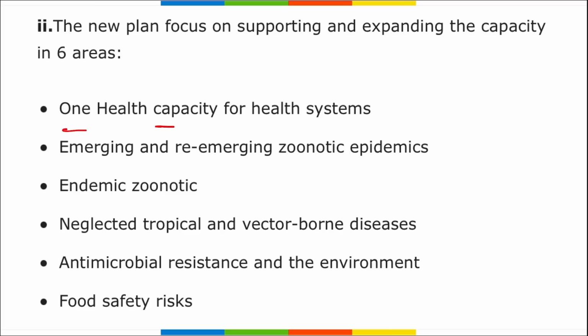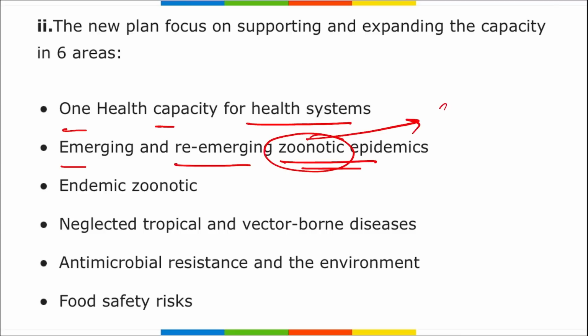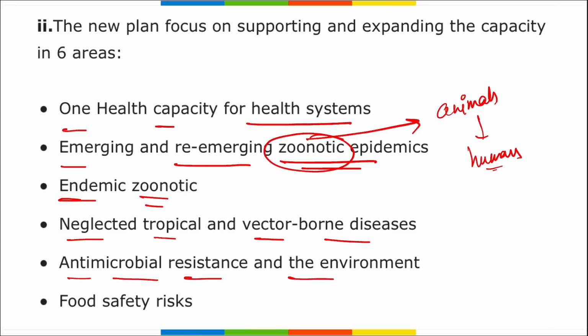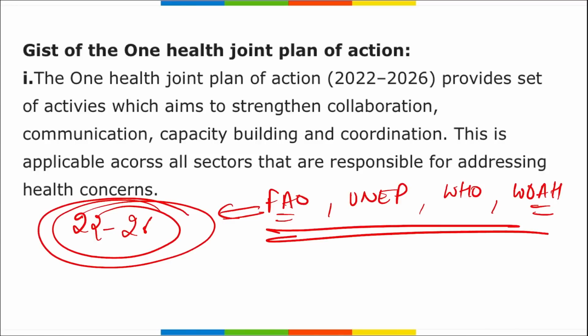That is One Health capacity for health systems, emerging and re-emerging zoonotic epidemics. And what is a zoonotic disease? A disease that is spread from animals to humans. Then endemic zoonotic, neglected tropical and vector-borne diseases, antimicrobial resistance, and the environment and food safety risks. These are the areas on which the new plan will focus, by these 4 organizations that jointly launched this One Health Joint Plan.